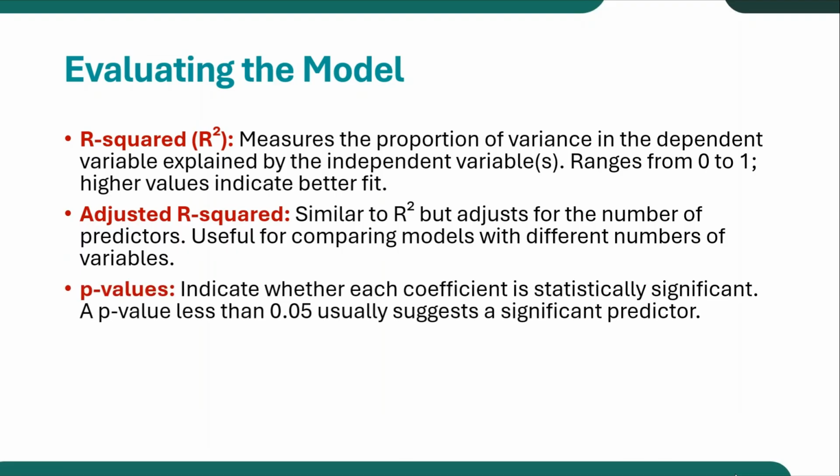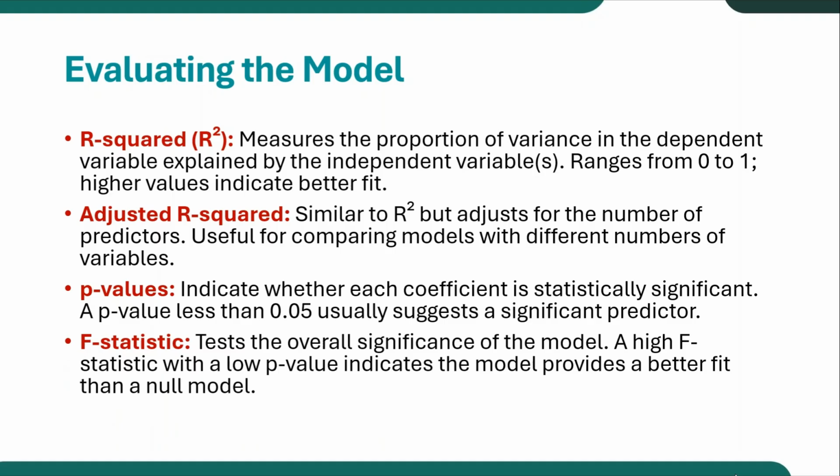P-values. P-values test the significance of each coefficient in the model. A p-value below 0.05 typically indicates that the variable is a statistically significant predictor. This helps us decide which variables actually matter. F-statistic. The F-statistic assesses the overall significance of the model. A large F value with a low p-value suggests that the model, as a whole, is meaningful and better than a model with no predictors.